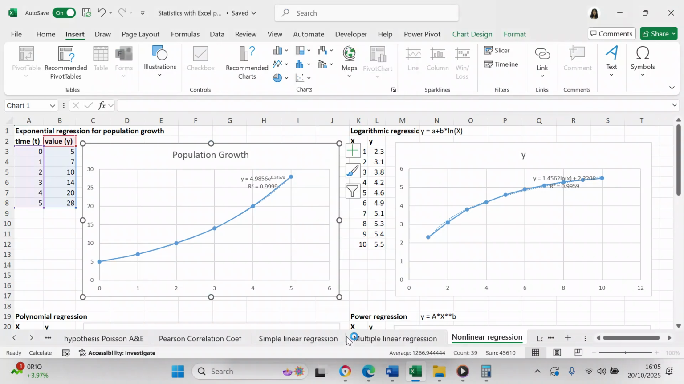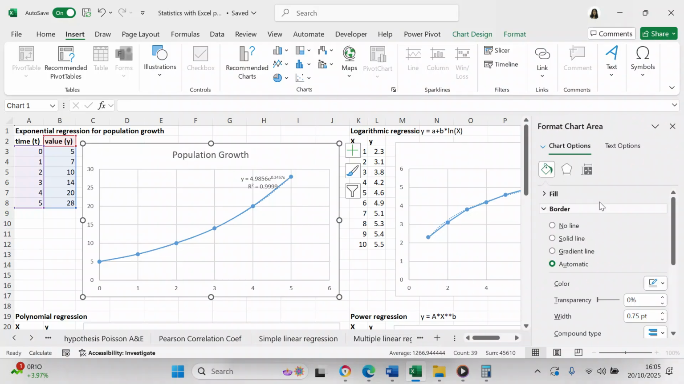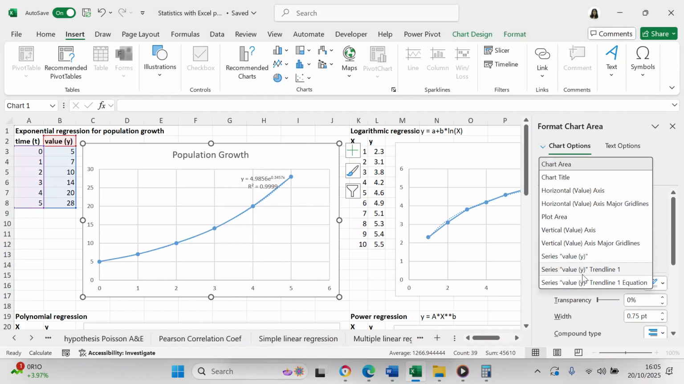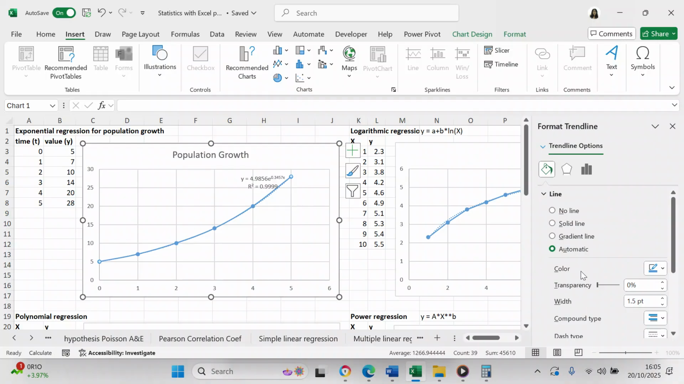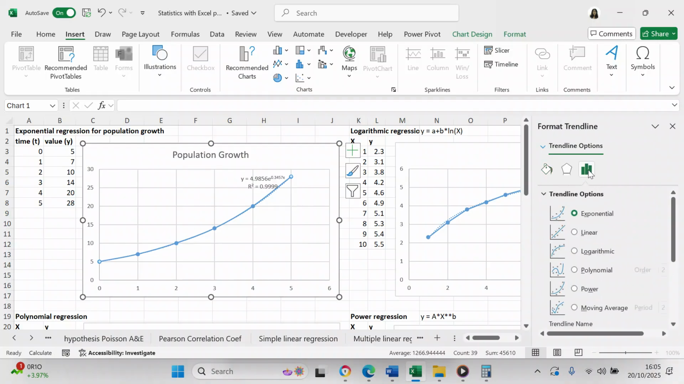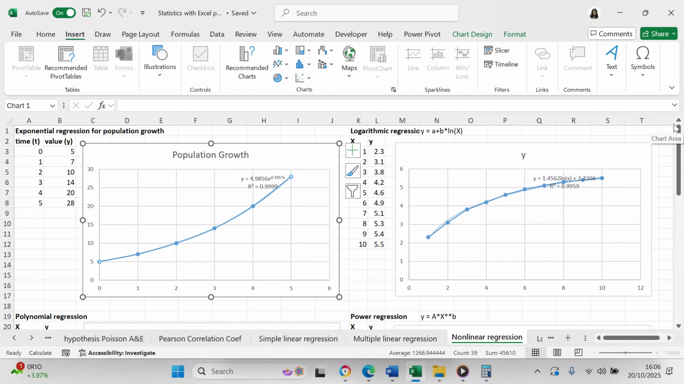We're going to say format chart area, and then we're going to say trend line, and we're going to go over to the actual chart where it says trend line options. You've got options of exponential, linear, logarithmic, polynomial, power, and moving average. I've got examples of all of those different types of nonlinear regression on this Excel spreadsheet, so you can see it for yourself.